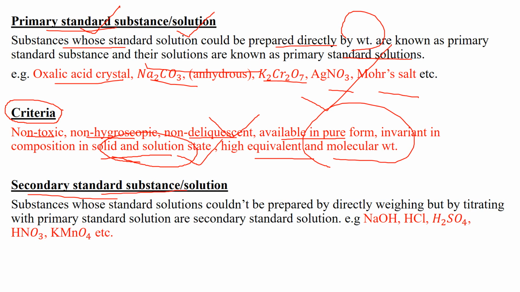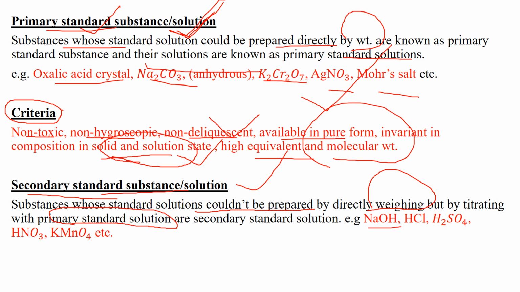Now, secondary standard substances. Secondary standard substances are those whose standard solutions cannot be prepared by directly weighing, but are prepared by titrating with a primary standard solution. With the help of primary standard solutions, the concentration of a secondary standard solution is determined. To calculate the concentration or strength of a secondary standard solution, we have to depend upon primary standard solutions.